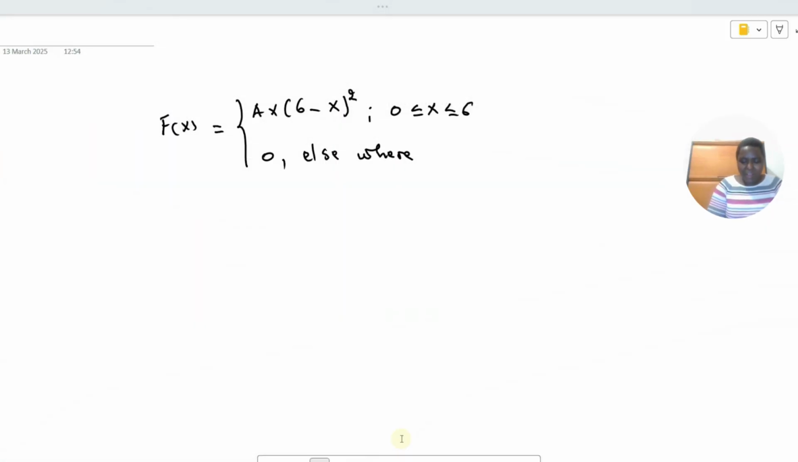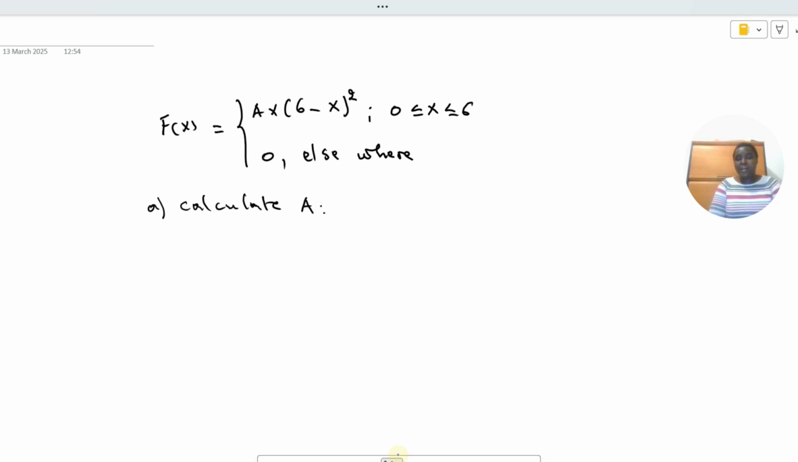Alright, so we have our probability density function f of x equal to a x times (6 minus x) squared when x is between 0 and 6, and equal to 0 elsewhere. Then we are first asked to compute the value of a. So how do we calculate a?